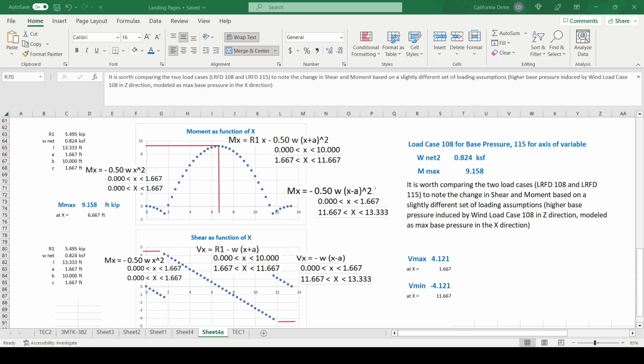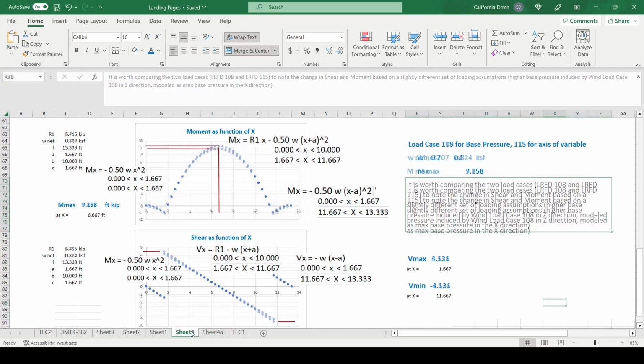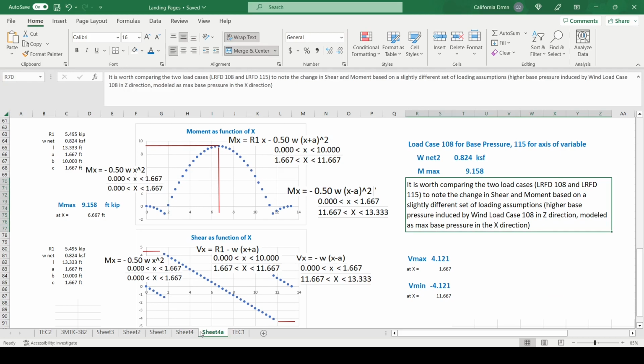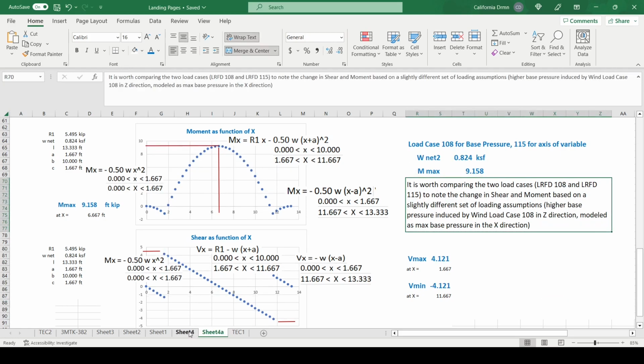It is worth comparing the two load cases, LRFD 108 and LRFD 115, to note the change in shear and moment based on a slightly different set of loading assumptions. Higher base pressure induced by wind load case 108 in Z direction, modeled as max base pressure in the X direction.